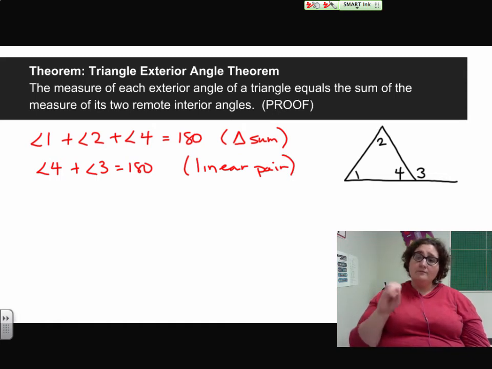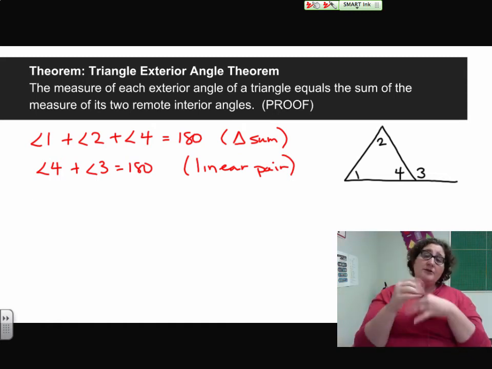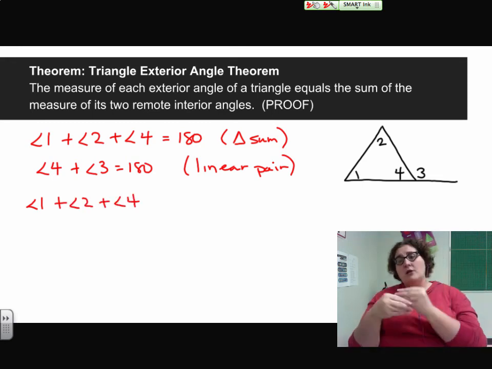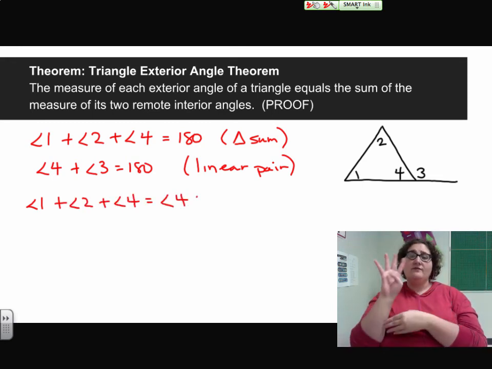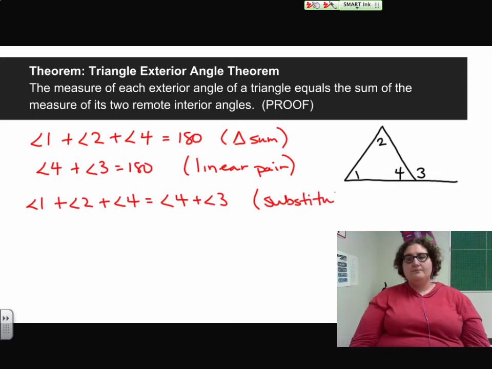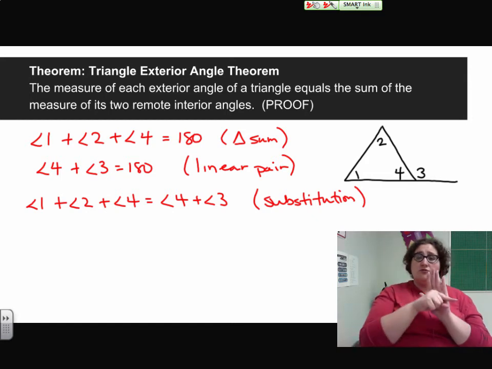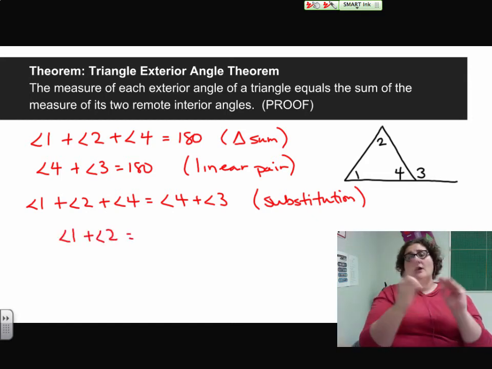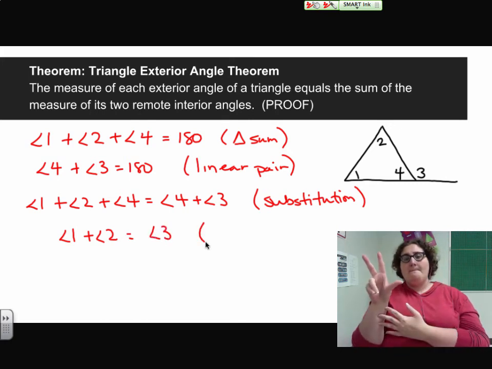Okay, so then I can use substitution and say that angle 1 plus angle 2 plus angle 4 equals angle 4 plus angle 3. Since both of them equaled 180, I can replace them. So this is by substitution. And I'm going to subtract angle 4 from both sides, and I get angle 1 plus angle 2 is equal to angle 3 by subtraction.